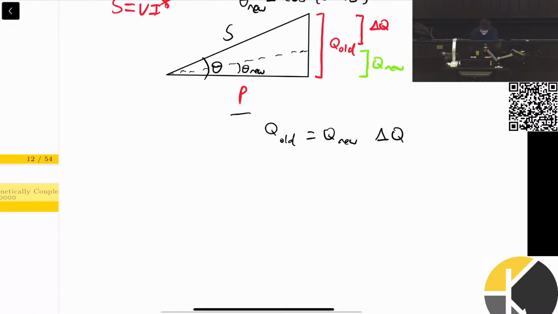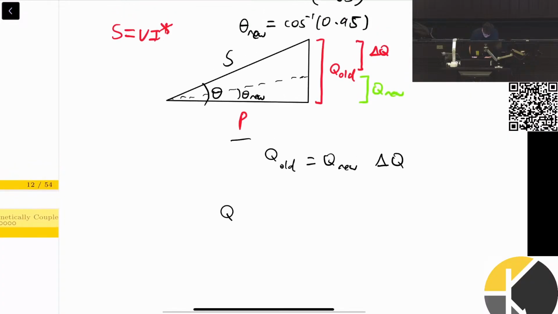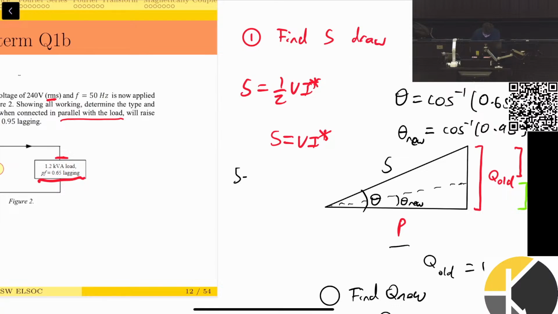Let's figure out what Q new is. We know what Q old is. The way we're going to find Q new is we know theta new and we know P, and we know S, because S we got from here, which is 1,200 angle theta. That's the S we got.